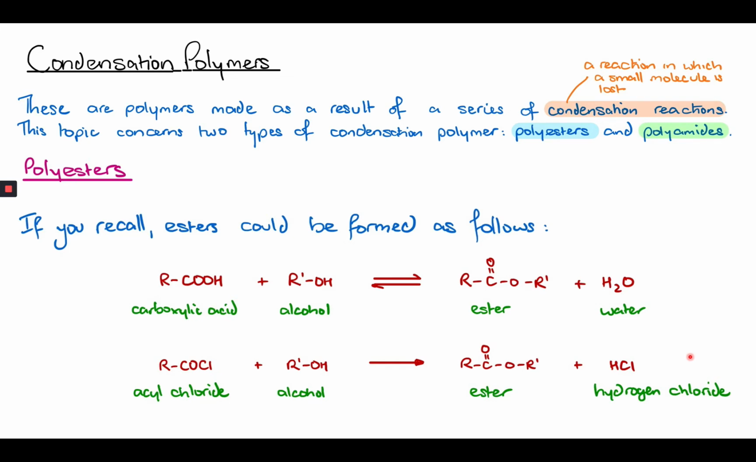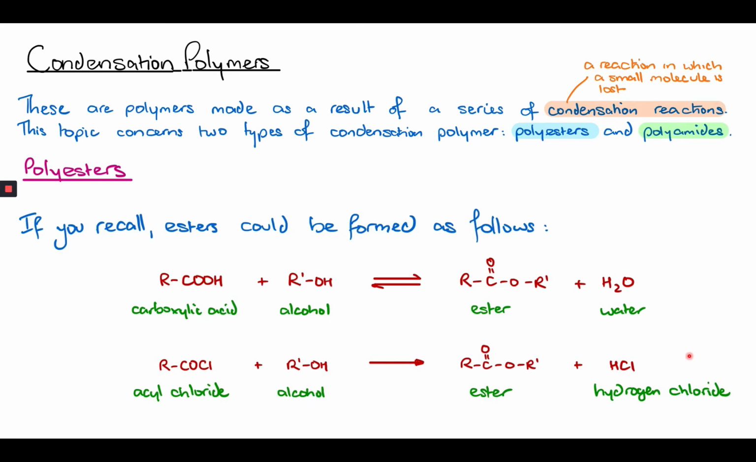You also did that when you did the group 7 topic in the AS content, when you did the reducing power of the halide ions, so reacting a salt like potassium chloride or potassium bromide, potassium iodide with concentrated sulfuric acid. You had the different reducing power of the halide ions, but what you always observed was misty fumes or steamy fumes, and that would have been the hydrogen halide gas.